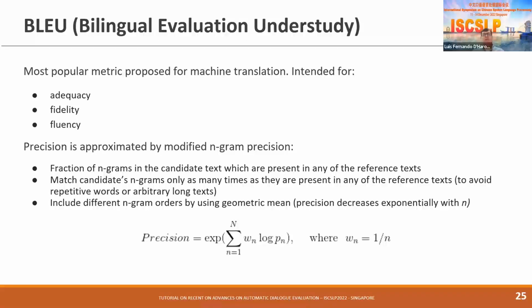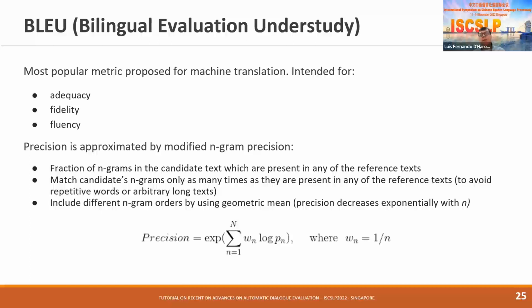You need to have the references, you need to have the candidates, but then you start checking how many n-grams they share between each other. So the higher the number of shared n-grams, or the higher the order of n-grams, the better we say the system is.